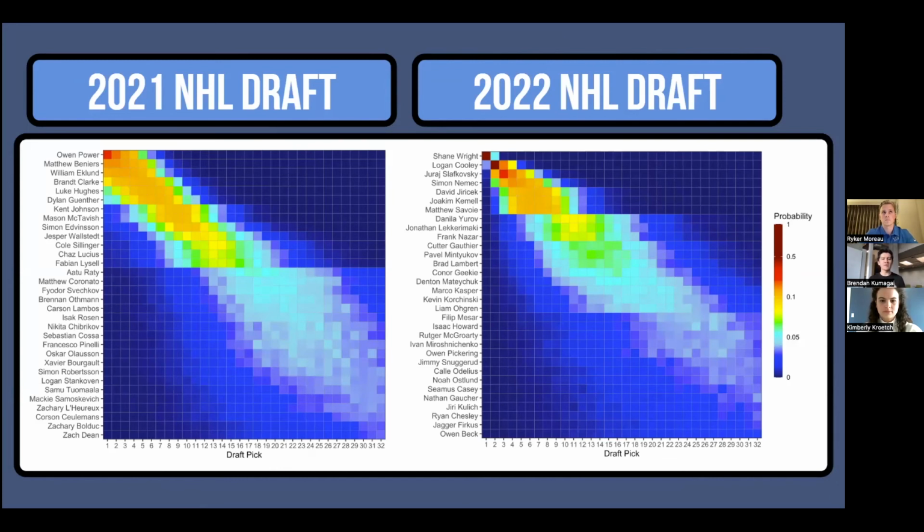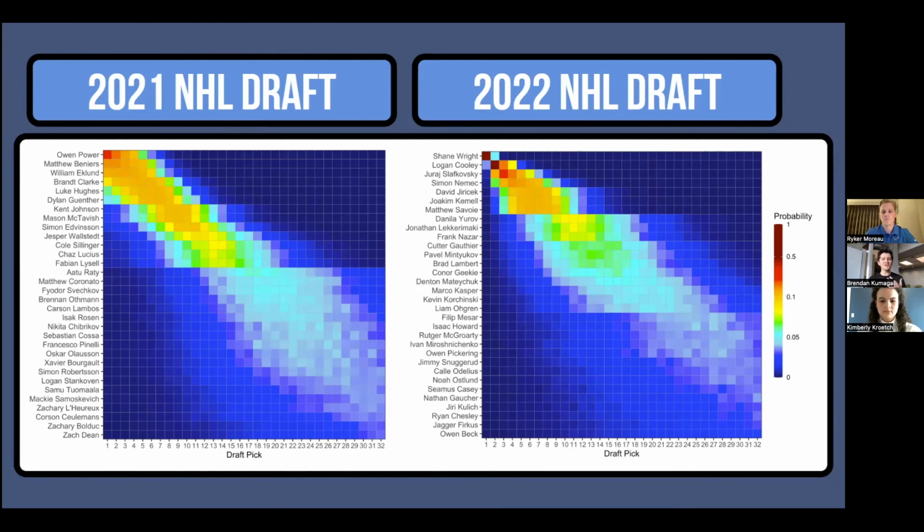For example, we can see the natural tiers form in the draft using this model. In the 2022 draft, we observe large drops in pick probabilities between Shane Wright and Logan Cooley at 1 and 2, Matt Savoy and Danila Yurov at 7 and 8, and Liam Ogren and Philip Mazar at 18 and 19.